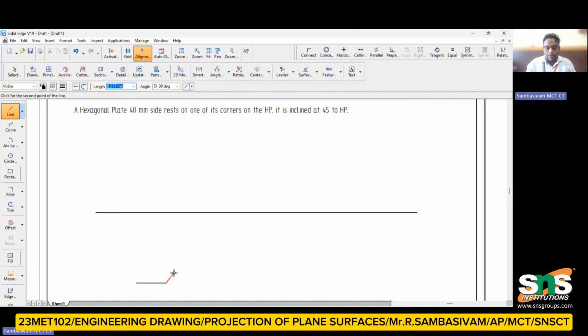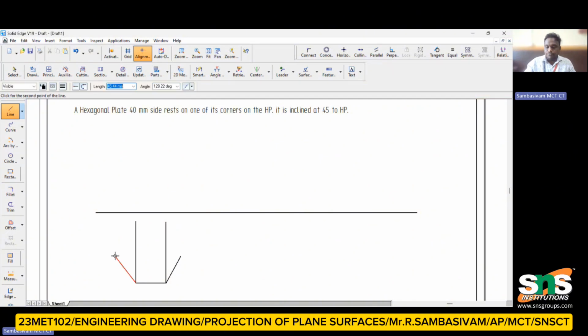From this point, I have to draw again a 40 mm line. The angle between the two surfaces will be 120, so for this I have to draw at an angle of 60. Similarly, I have to draw one straight line. For clear understanding, similarly from this point I have to make a 40 mm line with an angle of minus 60, right? Sorry.